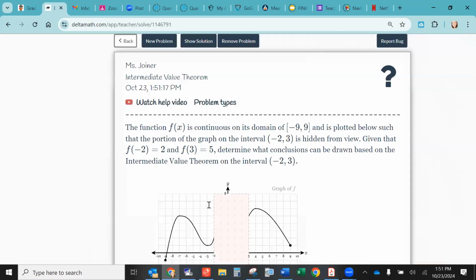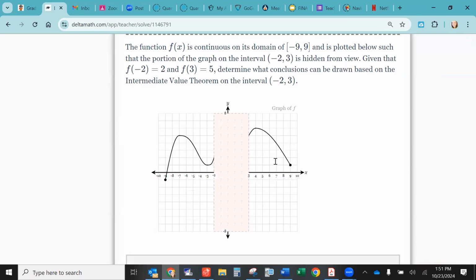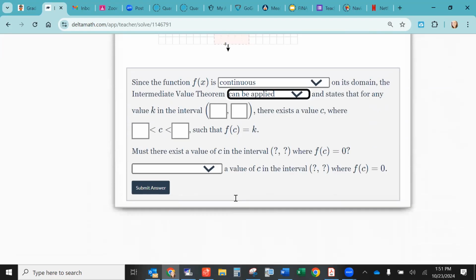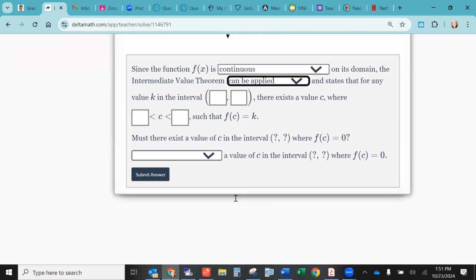All right, so second question: does it tell me it's continuous, yes or no? Okay, right there, it says it's continuous, then I know that I can use the Intermediate Value Theorem on it. So I'm going to put: it is continuous, so the Intermediate Value Theorem can be applied.